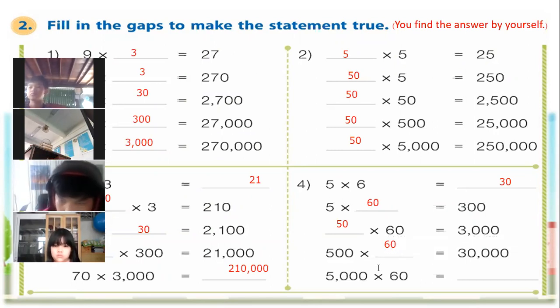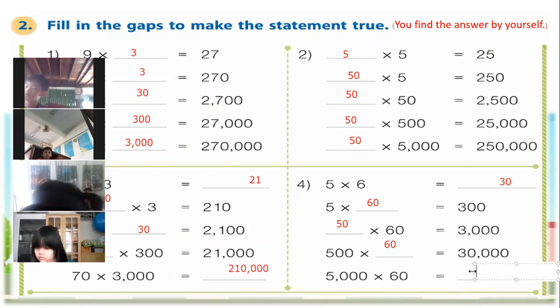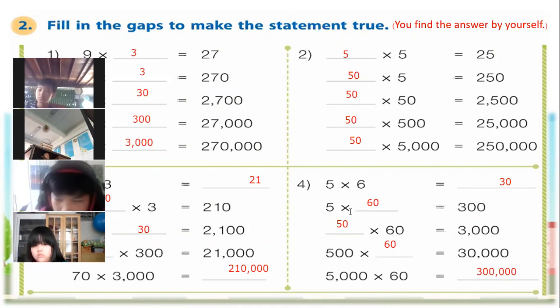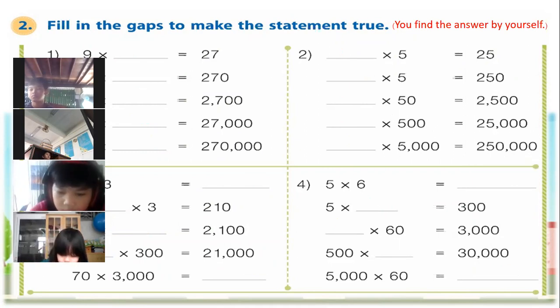Now the last one, step 5. 5,000 multiplied by 6 tens become how much? 300,000. Very good. 300,000. That is the correct answer. Okay, now we have one more last.